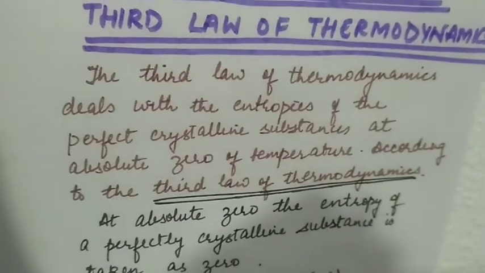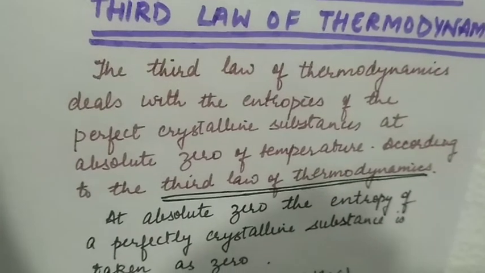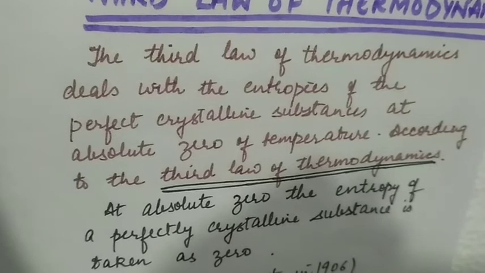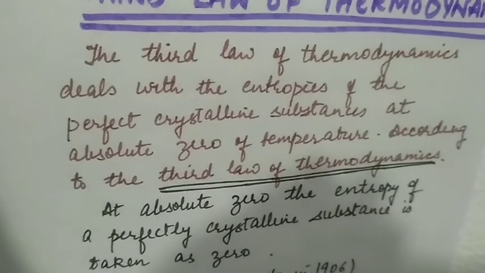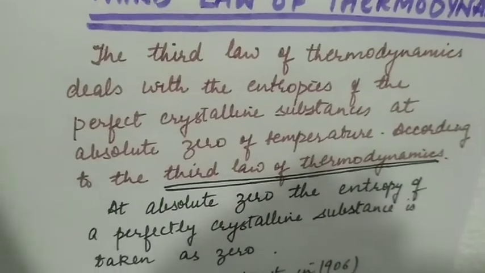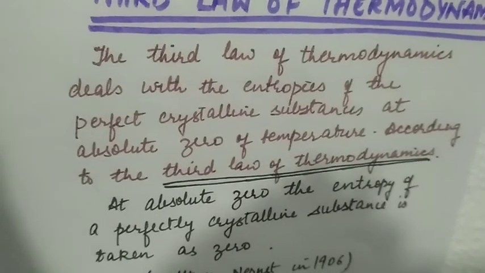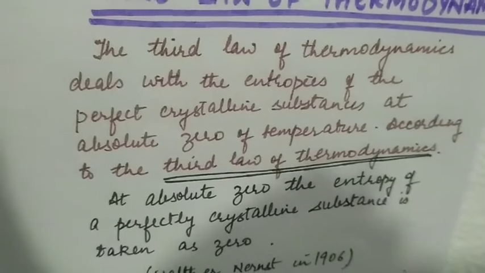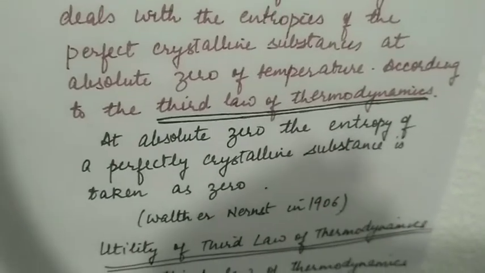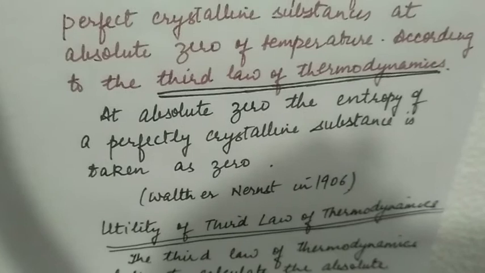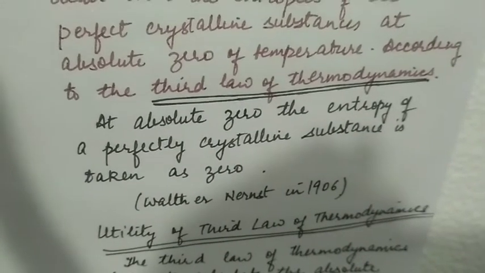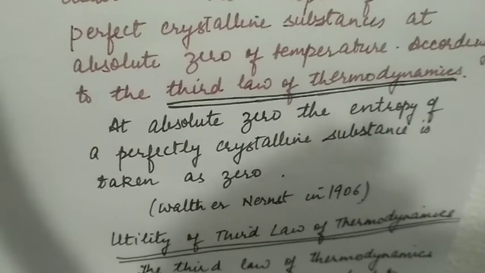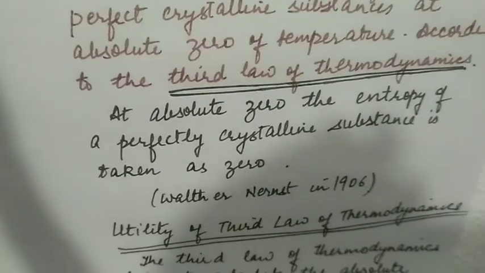So third law of thermodynamics deals with the entropy of perfect crystalline substances at absolute zero of temperature. When the substance is perfectly crystalline and there is no disorder, it's perfectly ordered, then according to third law of thermodynamics, at absolute zero, the entropy of a perfectly crystalline substance is taken as 0. This was given by Walther Nernst in 1906.